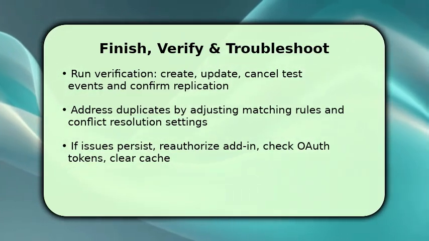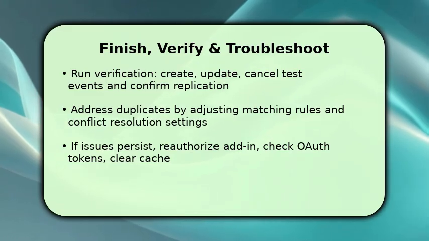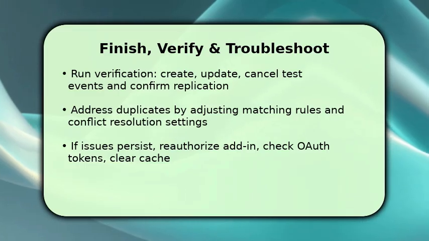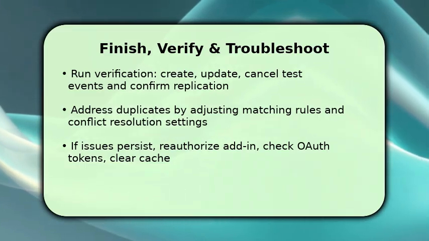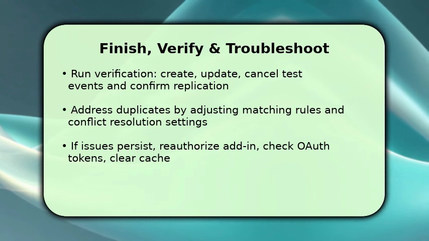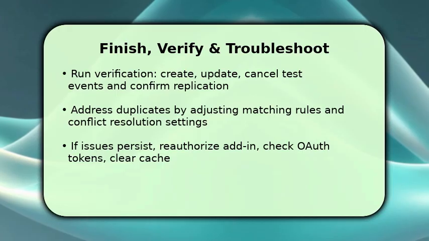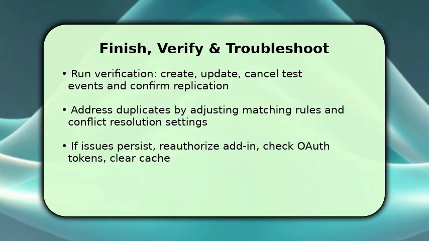If you see duplicates, adjust matching rules and conflict resolution to prefer a single source of truth. If sync stops or behaves oddly, reauthorize the add-in, check OAuth tokens and org permissions, and clear Outlook cache. This one troubleshooting step resolves most stubborn sync failures.